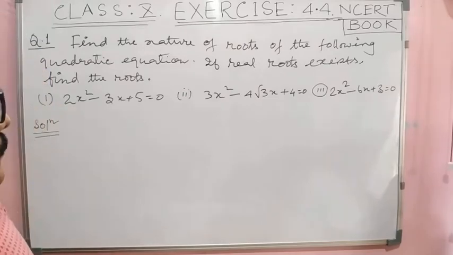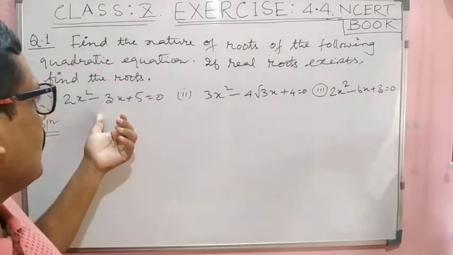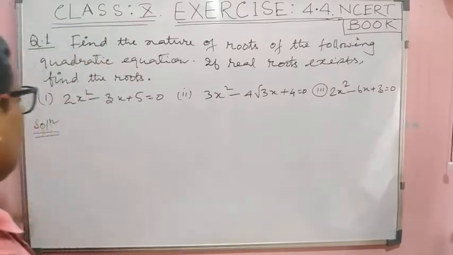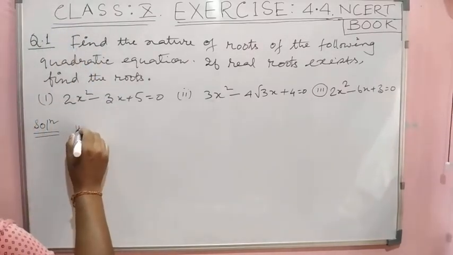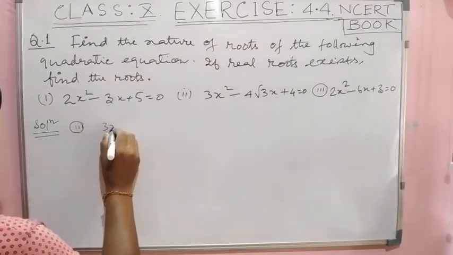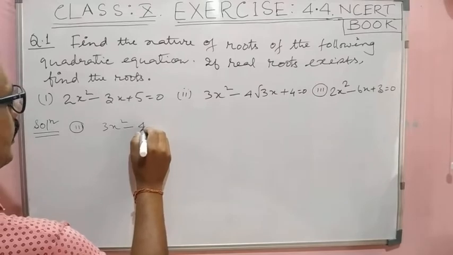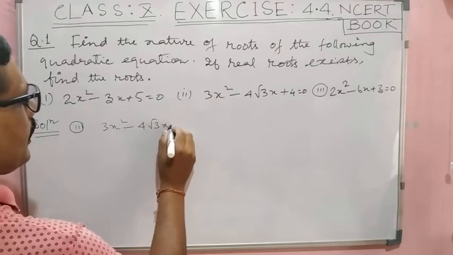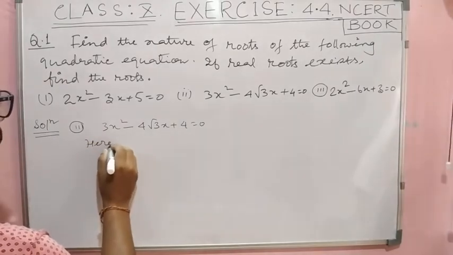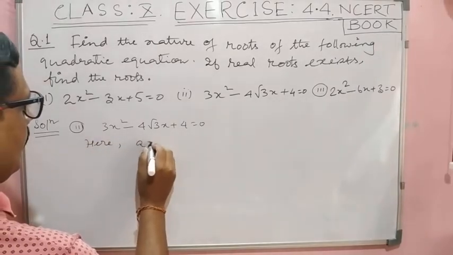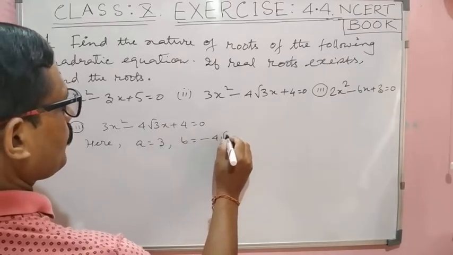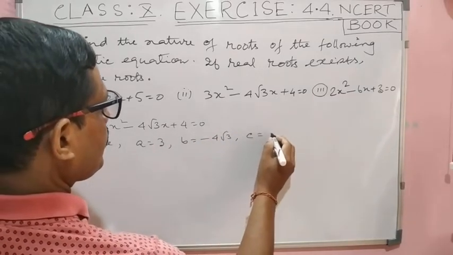Today I will show question number 2, and 1 number and 3 number you will try yourself at home. Question number 2. Solution you see. Here 3x square minus 4 root 3x plus 4 equal to 0. So here a equal to 3, b equal to minus 4 root 3, c equal to 4.